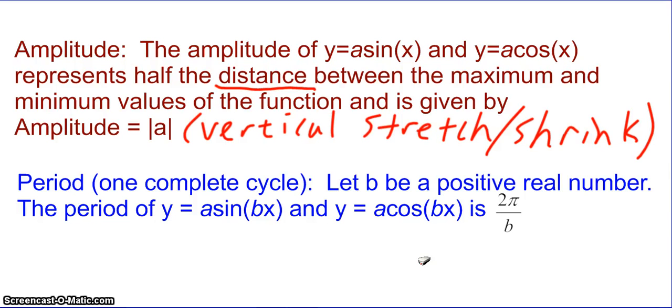Now that should make sense because in our standard function, y equals sine of x, for instance, the b value is 1. And we know that the period of sine, because we talked about this earlier, is just 2 pi. So if b is 1, then the period is 2 pi. If b is something else, then that period is going to change. And so this is going to be our horizontal stretch or shrink.